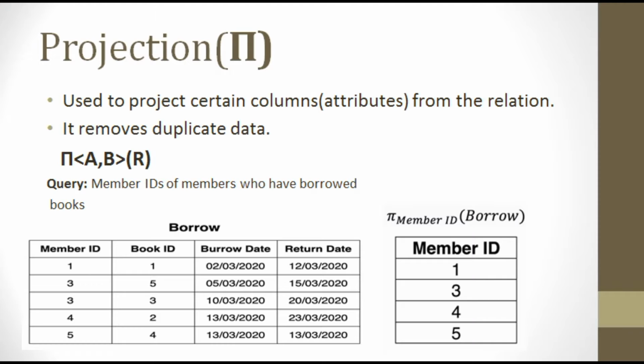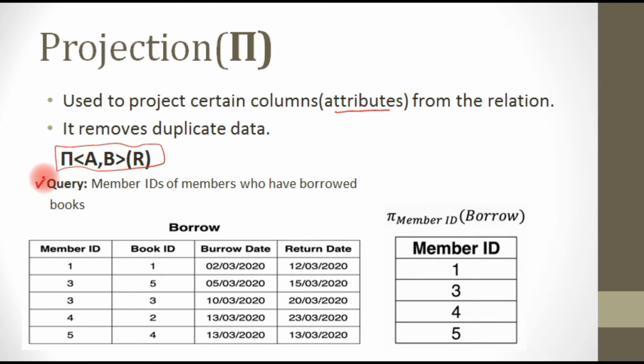So first, projection. What is the projection operation? This operation is used to project certain columns, or we can say attributes, from the relation. It removes duplicate data. This is how we give the query to the relation: project attribute A and attribute B from the relation R.